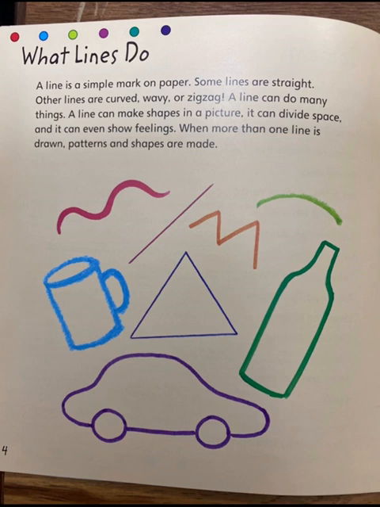Never mind. So it says a line is a simple mark on paper. Some lines are straight, other lines are curved, wavy, or zigzag. A line can do many things. A line can make shapes in a picture. It can divide space, and it can even show feelings. When more than one line is drawn, patterns and shapes are made. And rock stars, lines are the basis of all art. Okay? If you can do lines, you can draw anything.